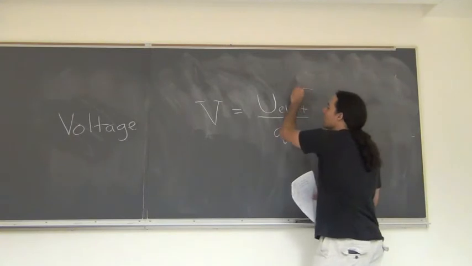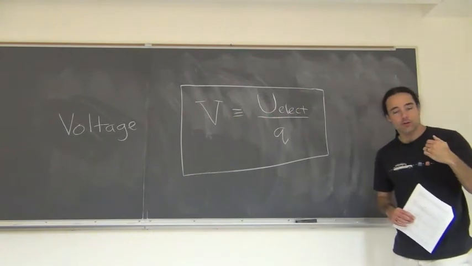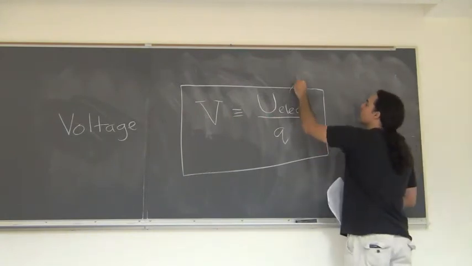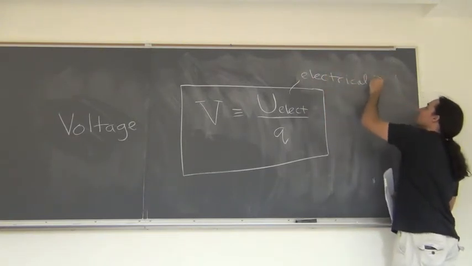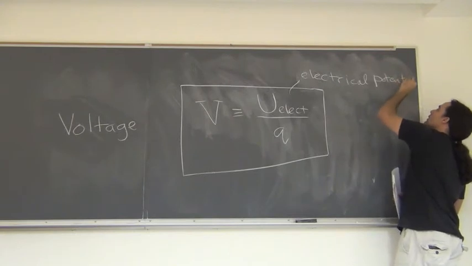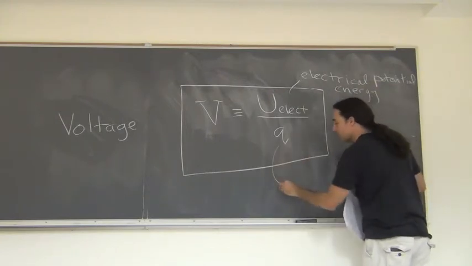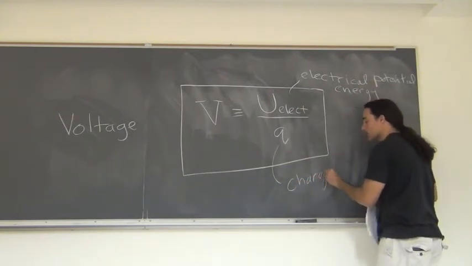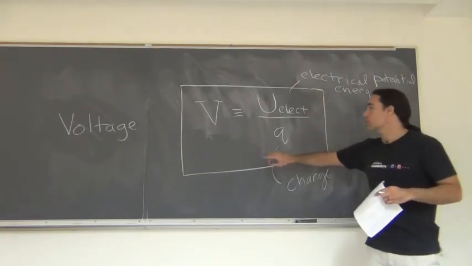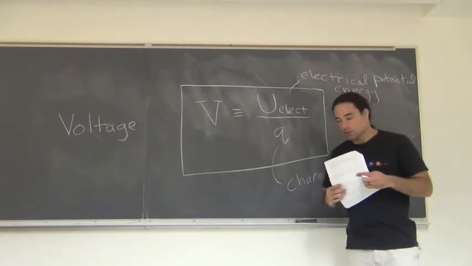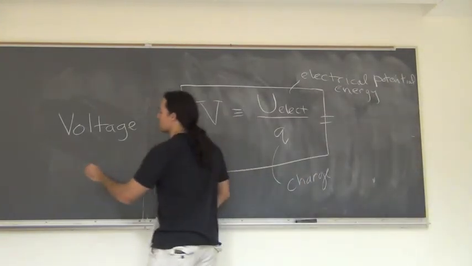And we can actually define the voltage as being the potential energy per unit charge that you have. So this is the electrical potential energy. This is the amount of charge that is placed at a particular spot. If I know the potential energy per unit charge, that tells me the potential or voltage of the system. I should say that's another word for voltage is potential.